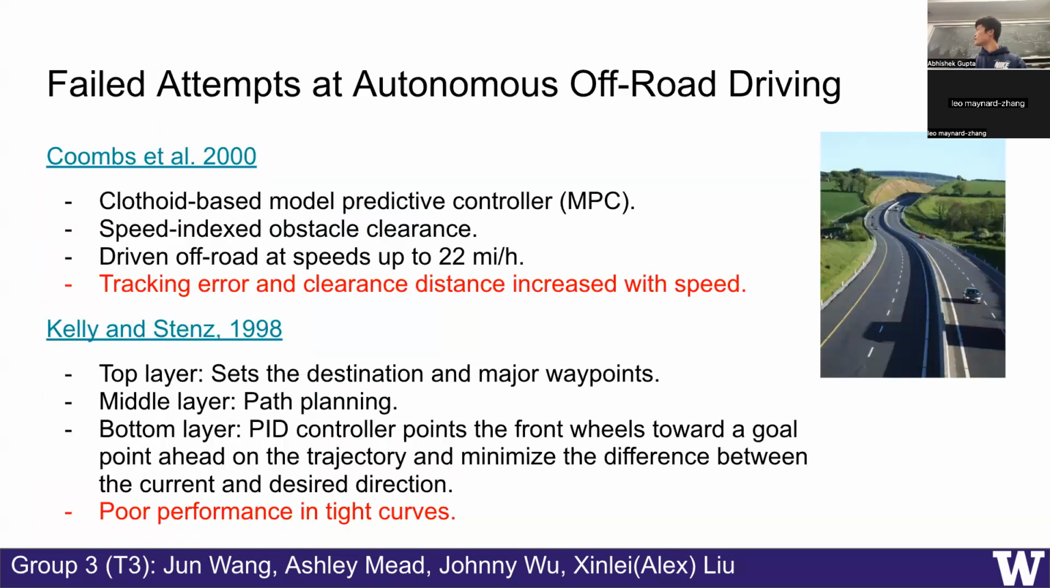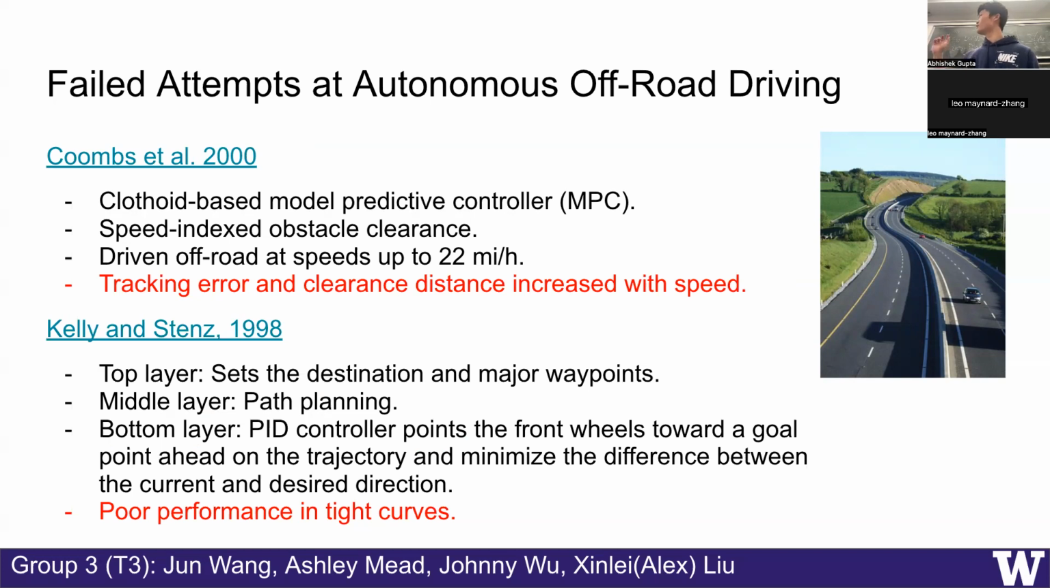So these are some works that represent the failed attempts at autonomous off-road driving. In this work in 2000, they used a clothoid-based model predictive controller. What clothoid means is it's basically a spiral shape, like the one shown. So instead of having a sharp turn, you change the orientation of the car slowly over a longer distance, so that your driving is safer and more controllable.